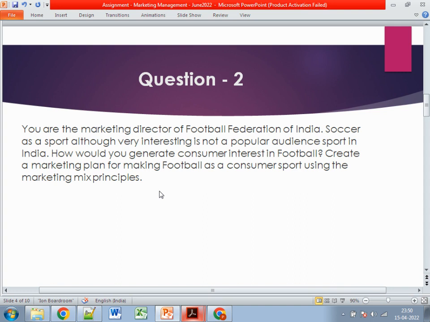First of all, it's about sports marketing, right? How you promote a sport in India. You all are aware that cricket is the most popular one. In foreign countries, undoubtedly football is very famous.